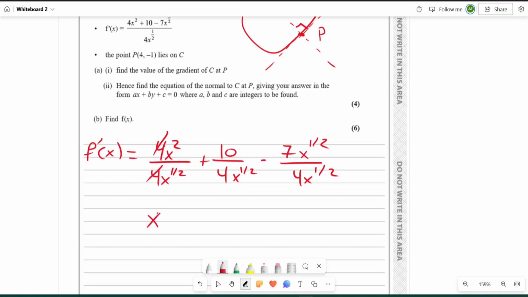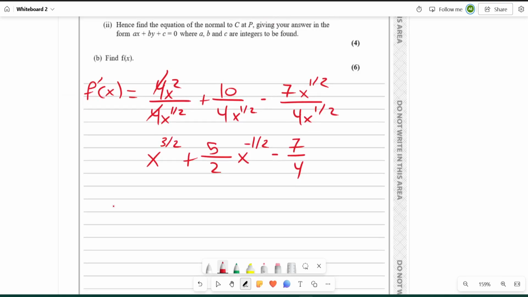So this is going to be x power 2 minus half, which is basically 1.5 or 3 over 2, plus 10 over 4. I can divide by 2, so it's going to be 5 over 2. And then this x, I want it on top, so I'm going to have it as x power negative 1 over 2, minus 7 over 4. x power half and x power half will cancel. If you would like to think about it, you're subtracting these two: half minus half is 0, so you end up with x power 0. Anything to the power 0 is basically 1, which is the same as just minus 7 over 4. So now this is the integratable way.